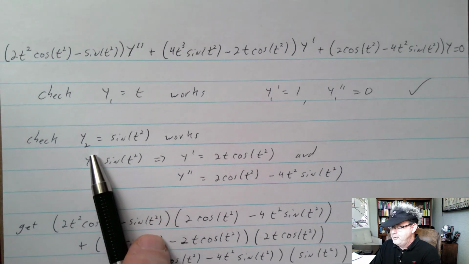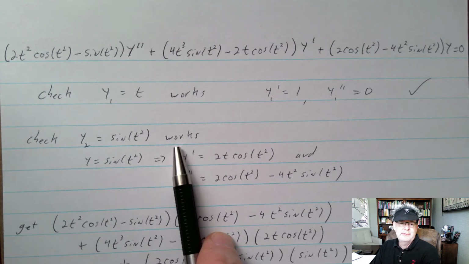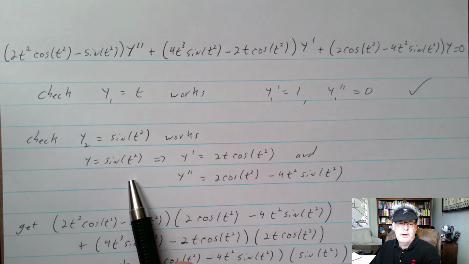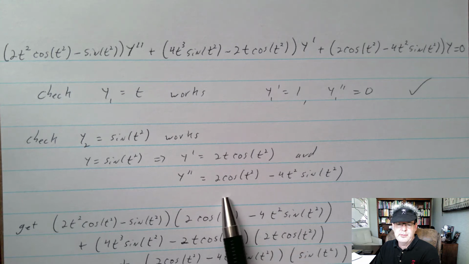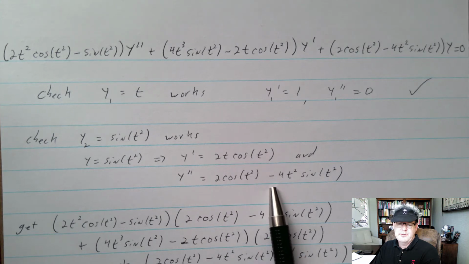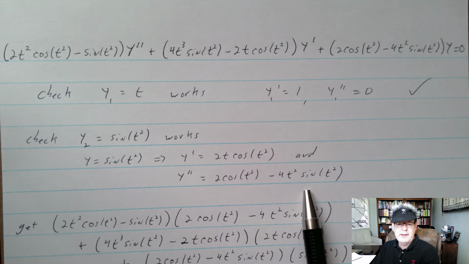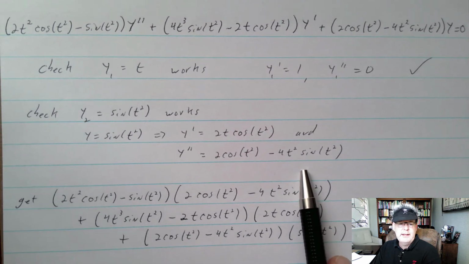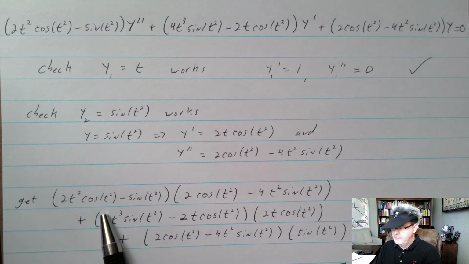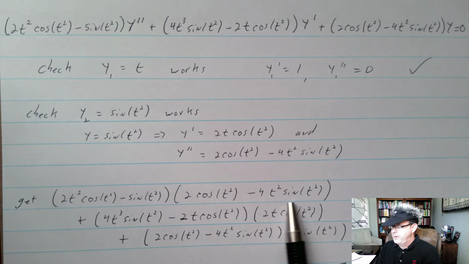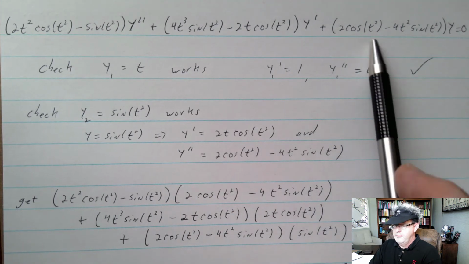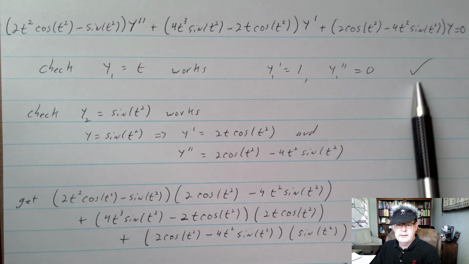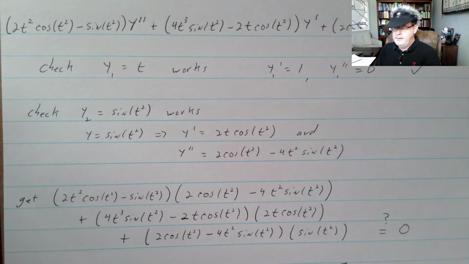So let's check it. Y2 equals sine of t squared. Let's check that that works. If y is sine of t squared, y prime is 2t cosine of t squared, and y double prime, by the product rule, derivative of the first times the second minus first times the derivative of the second, gives me that. So if I sub it in, I've got this times my y double prime, and then this, which is right there, times my y prime, and then this times my y is right here. So does that equal 0?